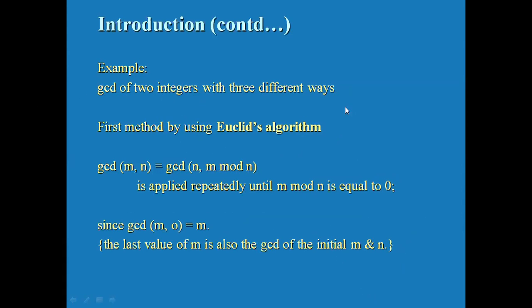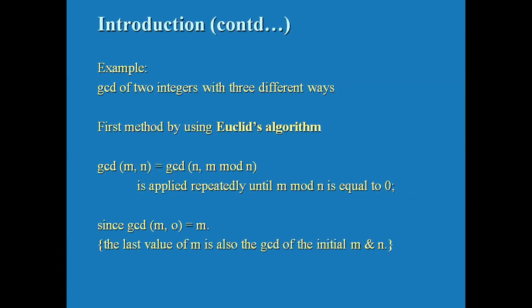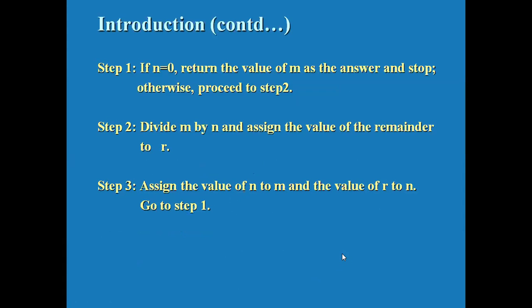The GCD of two integers, in the Euclid way, is: the GCD of m comma n is equal to the GCD of n comma m mod n. That means it is applied repetitively until m mod n is equal to 0. Since the GCD of m comma 0 is equal to m, the last value of m is also the GCD of the initial m and n.